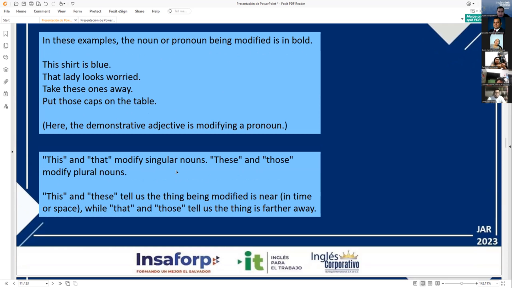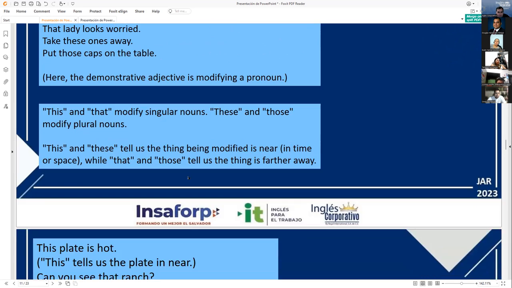This and that modify singular nouns. These and those modify plural nouns. This and these tell us the thing being modified is near, in time or space. Near, cerca, near. When something is near, you say this or these. When something is far, we say that, singular, or those, plural, okay?